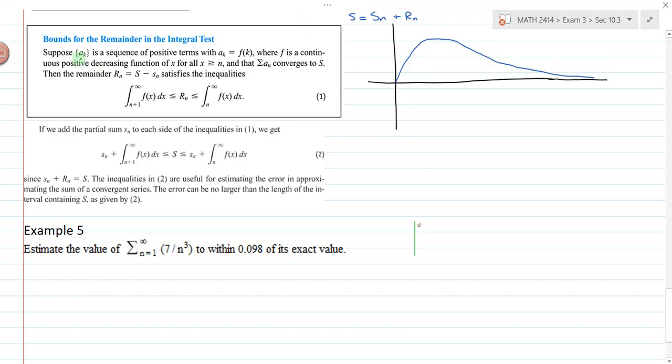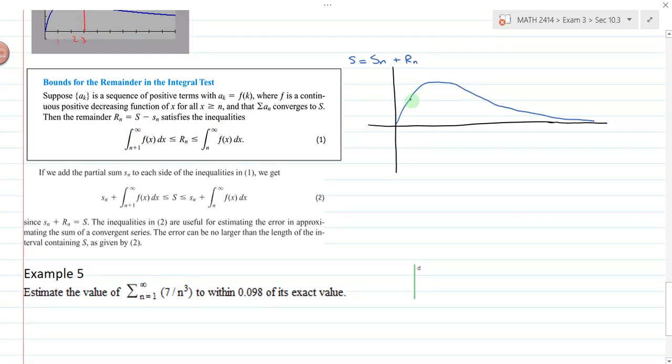Suppose a sub k is a sequence of positive terms with a sub k equals f of k, where f is a continuous positive decreasing function of x. That means that we can use the integral test to test for convergence, and that the sum of a sub n converges to s. So that's what that series converges to. Then the remainder, r sub n, is going to be equal to the sum, which we don't know what it is, but we know that it exists, minus some nth partial sum. It's going to satisfy these inequalities.